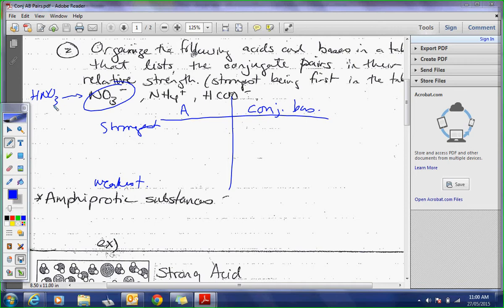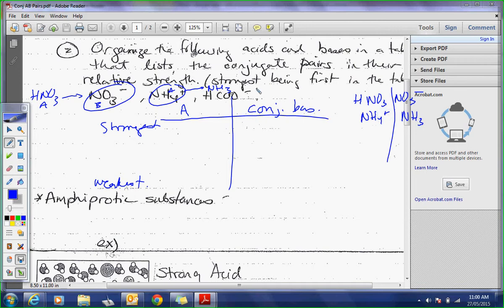Okay? What about NH4 plus? Base or acid? Acid? Okay, so it can donate a proton? Okay, and what would it become if it donated a proton? NH3 neutral. It loses H plus, so it becomes NH3 neutral. Okay, so far I've got HNO3 and NO3 minus. I've got NH4 plus and NH3 neutral.